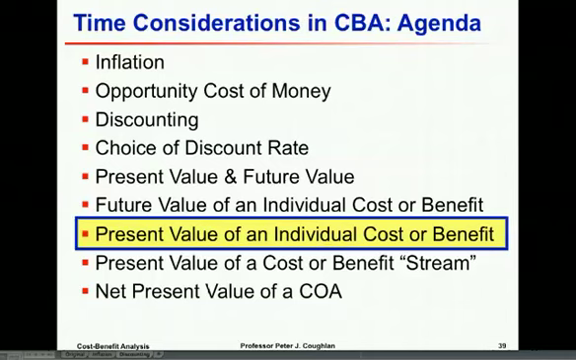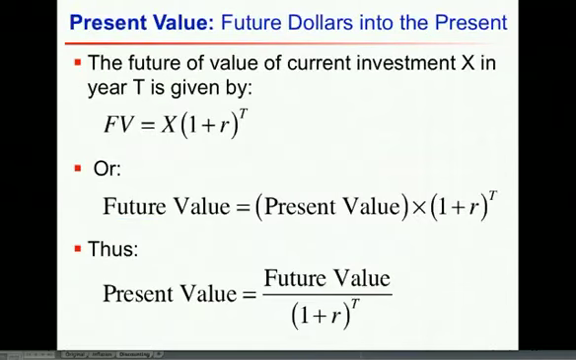How do we get the present value of an individual cost or benefit? Actually, I guess you don't need to seal it in your mind because it's on this slide here. Whereas future value was present dollars into the future, now we're going to do future dollars into the present. The future value of the current investment X in year T, we already said, is given by future value equals X times 1 plus R to T. Or in other words, future value equals present value times 1 plus R to the T power.